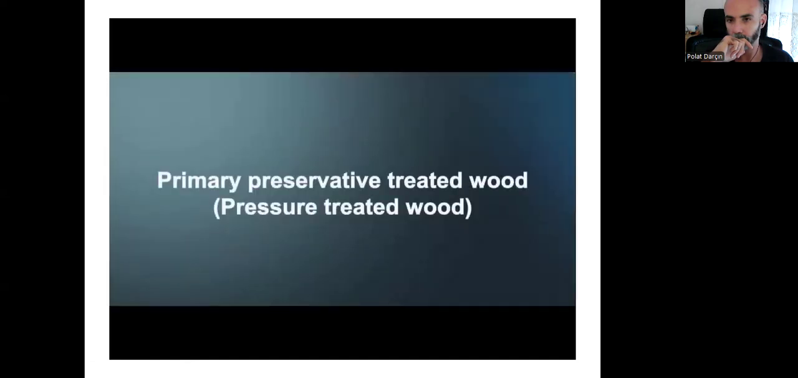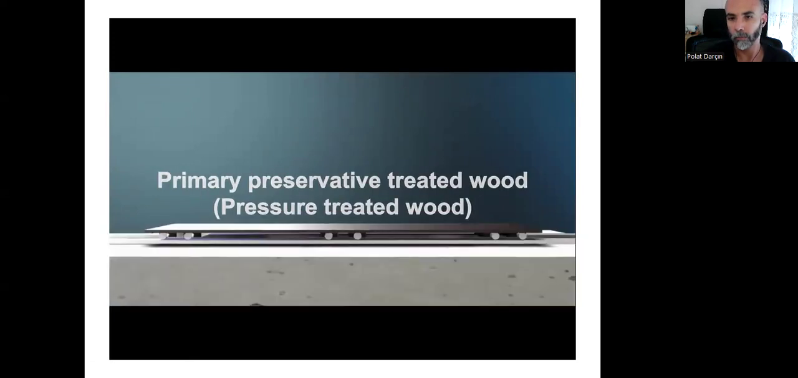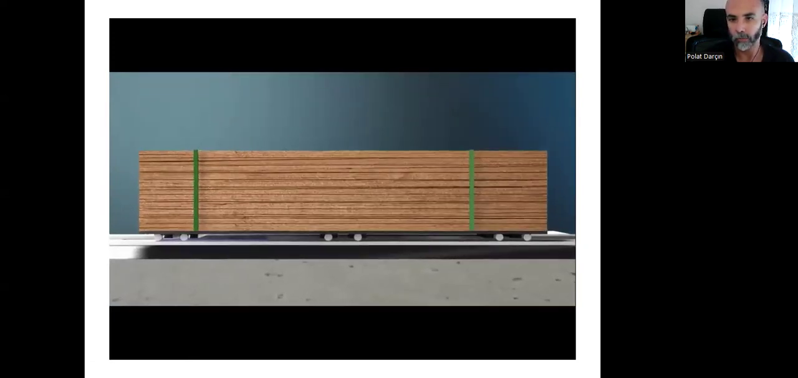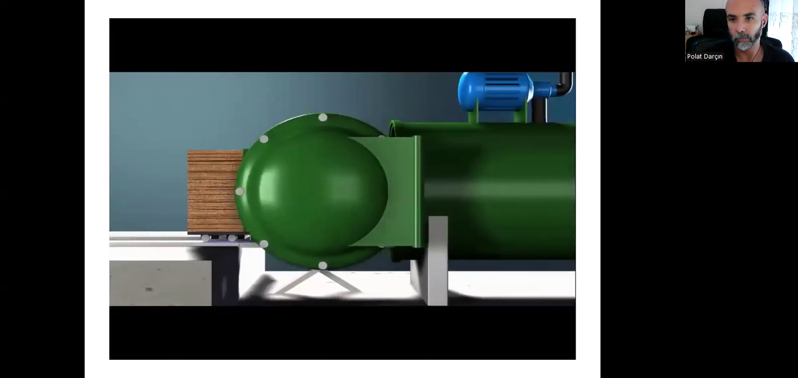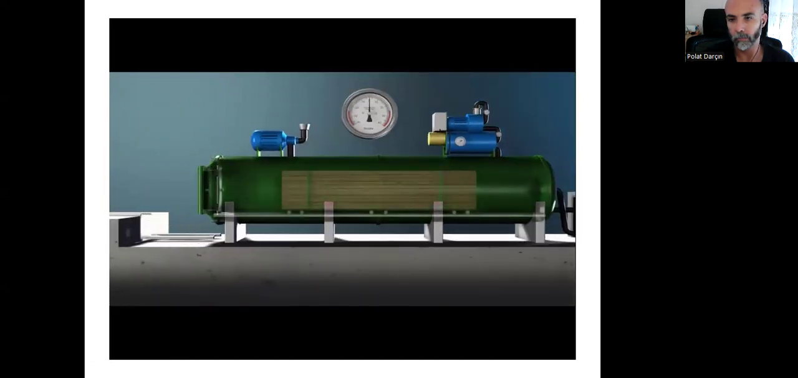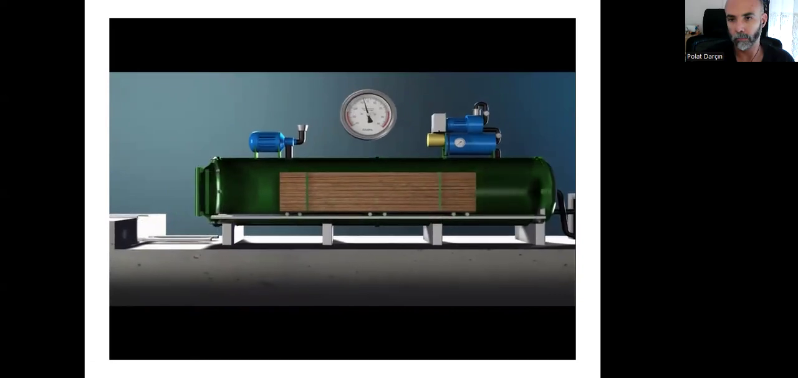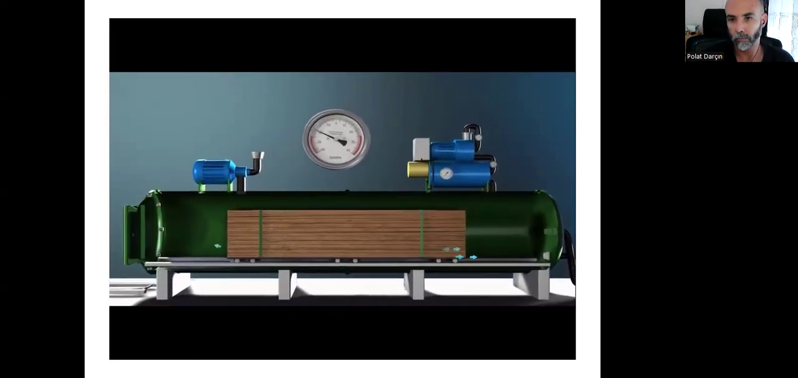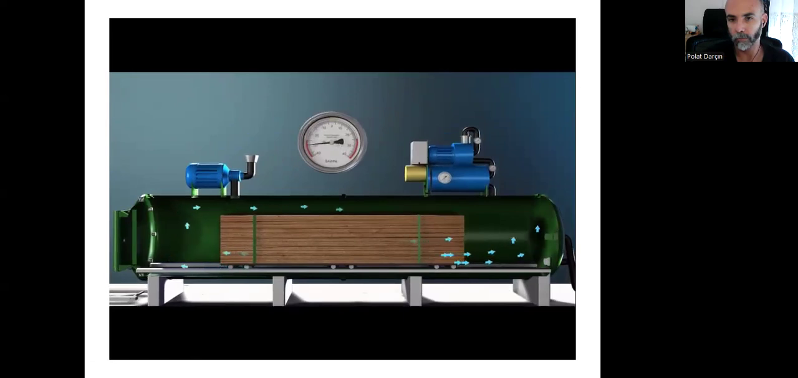Primary preservative treated wood, or pressure treated wood. How is it made? Seasoned timber is loaded onto trolleys and then pushed into the treatment cylinder. The door is then closed and sealed. An initial vacuum is introduced to the cylinder by means of a vacuum pump. The vacuum is maintained for a period to extract air from the cylinder as well as the wood cells, making the timber easier to impregnate with a preservative.